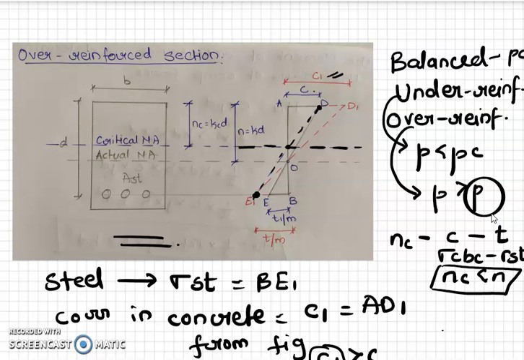Okay. So we have already discussed three cases of design, that is balanced section, under reinforced section and over reinforced section. It's a small assignment. I want you all to find out which section is the best for design: a balanced section, under reinforced or over reinforced. Just think and let me know. I will ask in a live class. Thank you.